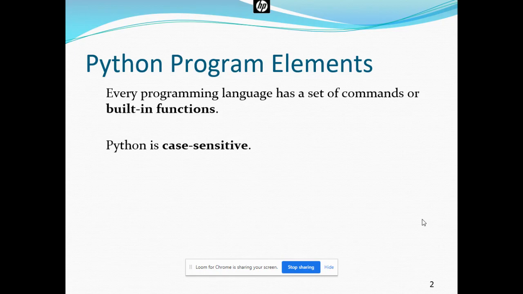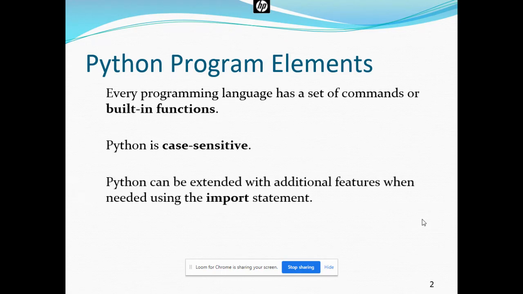Python has built-in functions or commands. Also, everything is case sensitive. That means if you type something in uppercase for your variable, you make sure it's the same uppercase to lowercase when you're typing it throughout the code.